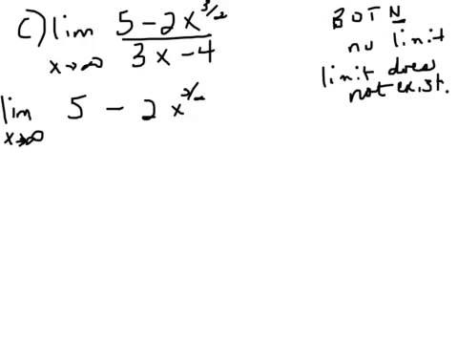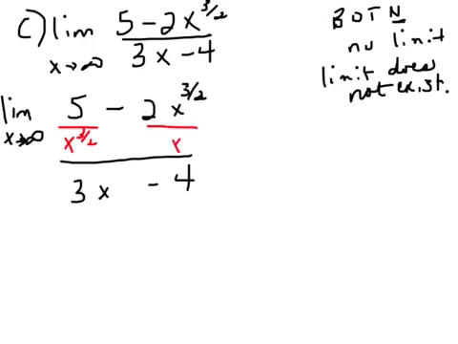the biggest power I see here is to the 3 halves power. That's like 1.5, isn't it? And it's bigger than the x to the first power on the bottom. So what I'm going to do is divide out by the largest power. I'm going to divide out x to the 3 halves. I'm going to do it to every term, just re-representing each term.